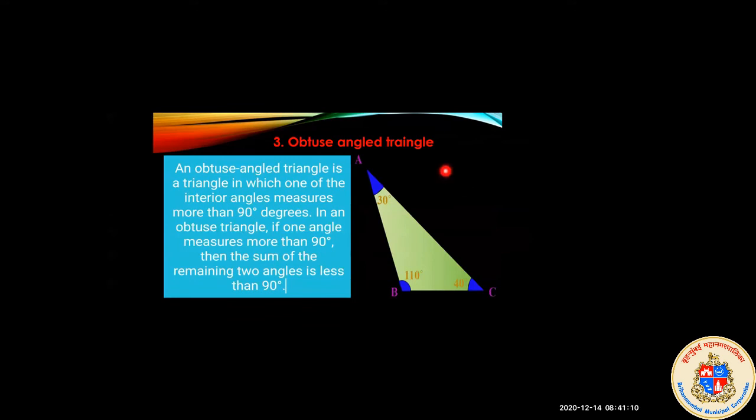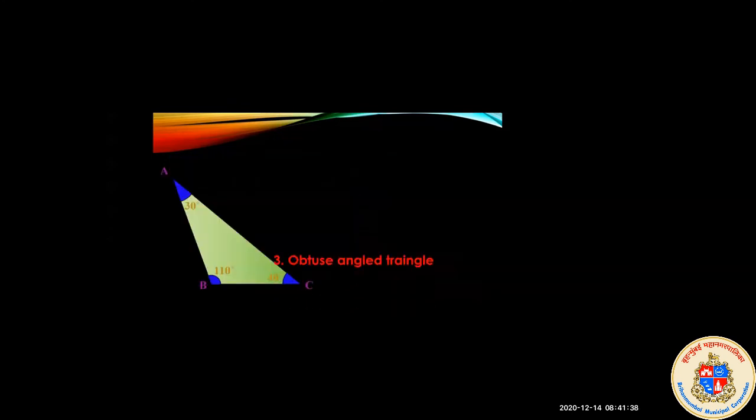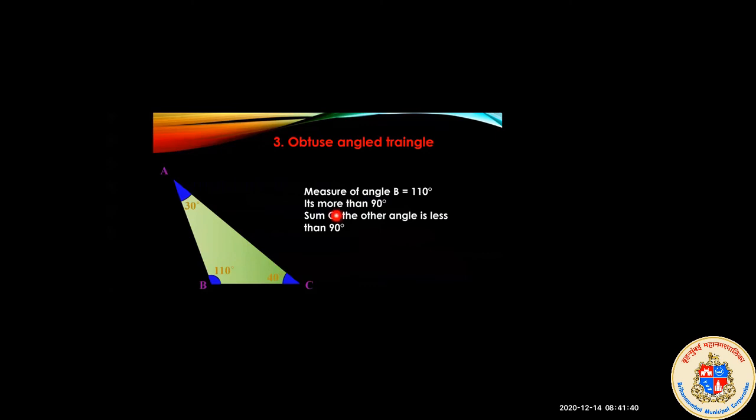See here, in triangle ABC, one of the angles is more than 90 degrees. Now here angle B is more than 90 degrees. The measurement of this angle is 110 degrees and the other two angles are less than 90 degrees. So when one angle is more than 90 degrees, that triangle will be an obtuse angle triangle. See, in this you can see the measure of angle B is equal to 110 degrees.